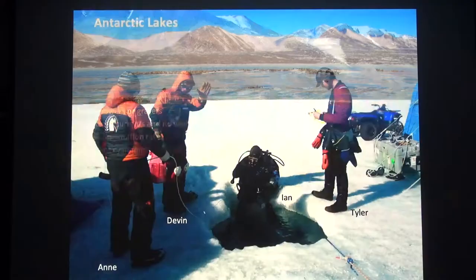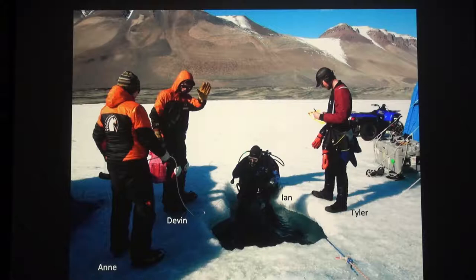So the way we look at them is there are brave people, like my colleague Ian and my former student Tyler, who will dive in 0 degree water in dry suits. We melt a hole through the ice, and they go down and can do in situ measurements, take pictures, and collect samples. And Anna is one of my colleagues who works a lot with the microbiology and really helped me with that. And Devin is a limnologist who was out sampling with us.